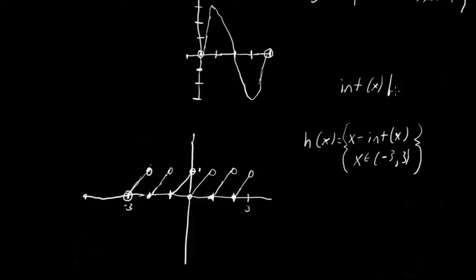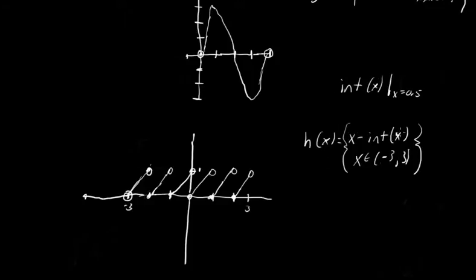So if you want to evaluate int of x for x equals 0.5, then you get 0, right? If you looked at x equals 1, int of x would spit out 1 because 1 is the biggest integer equal to or less than 1 itself. If you plugged in 1.5 for x, int of x would spit out 1. If you plugged in any number from 1 all the way up to 1.99999, int of x would spit out 1, but at 2 it would spit out 2.